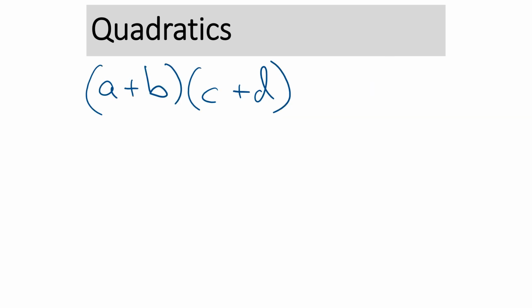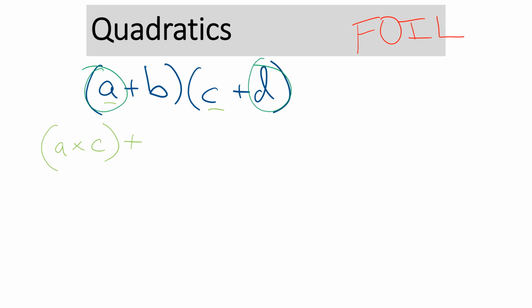A plus b times c plus d. And we're going to remember that our FOIL method is what we're working through. Okay, so let's look at our firsts. What are our firsts? A and c. So a times c. We're going to put those in brackets. And we're going to add our next term. Okay, what's our next? Well, we're going to do outsides, right? Outside is what's going to happen next.